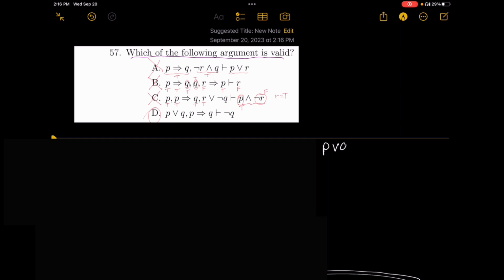P or Q, comma P implies Q, therefore negation of Q. Write the true statements. P or Q, it is a true statement. Second, P implies Q is also a true statement.